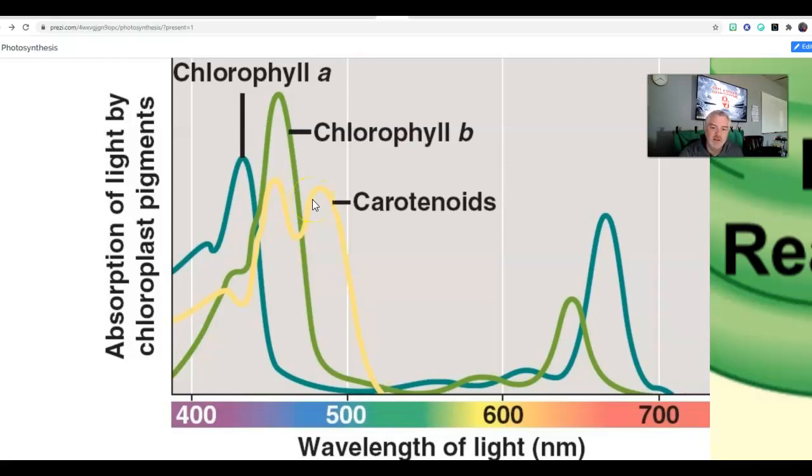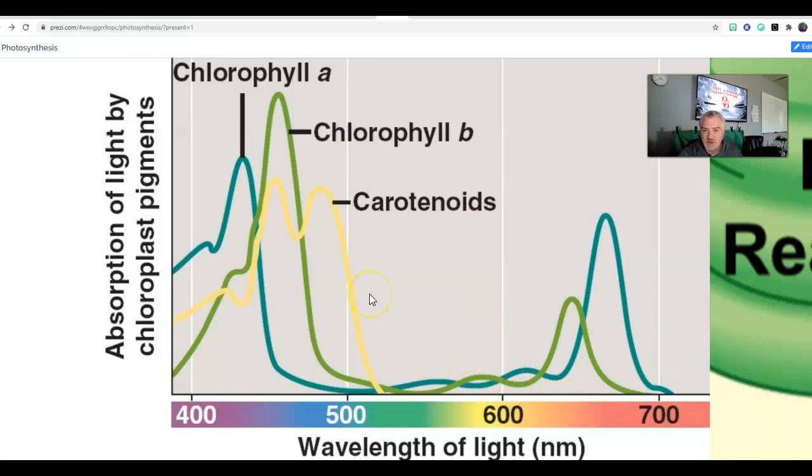There's another pigment called the carotenoid here, and what they do is kind of extend that visible light. They will absorb some of that green light that chlorophyll A and B cannot. But if you'll notice, once you get out here past the green and to the yellows, oranges and reds, they are reflecting those lights. Sorry, I said that wrong.